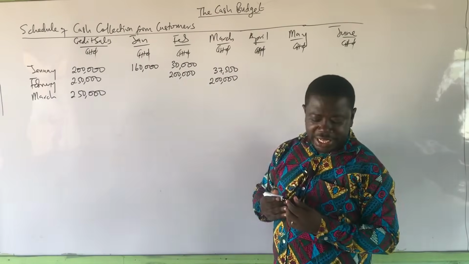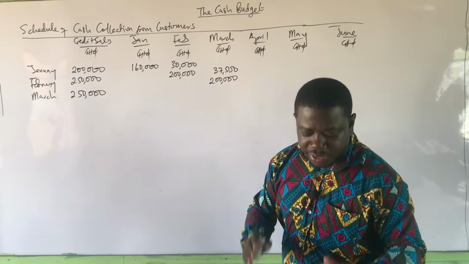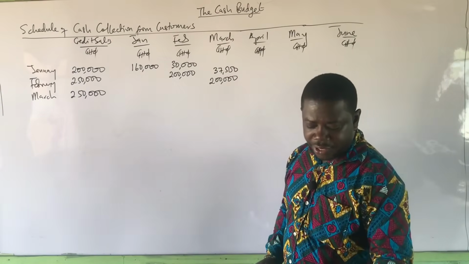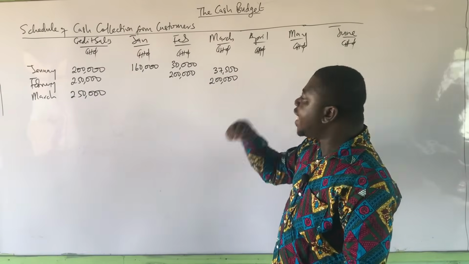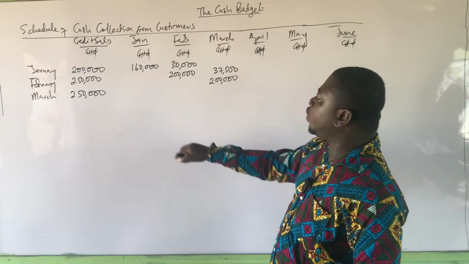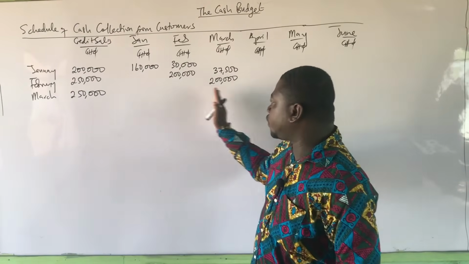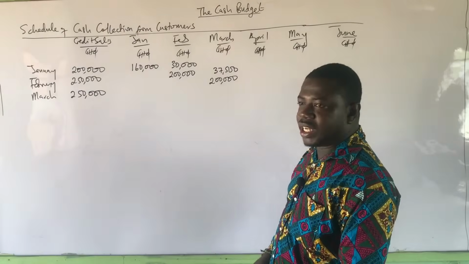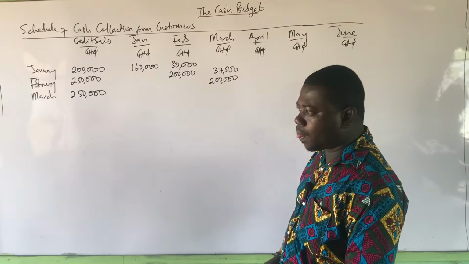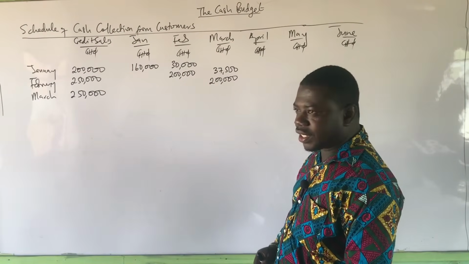It is all about the English. We are told that all sales are on credit, and on the average, 80% is collected in the month of sale. And so the month of sale is March. So don't make a mistake and put all of them here. You shift and you make sure that you are putting them under the correct month that they belong. So that is 200,000 Ghana cedis.